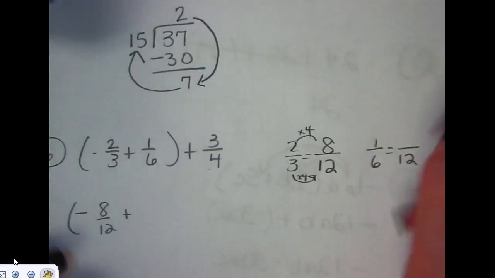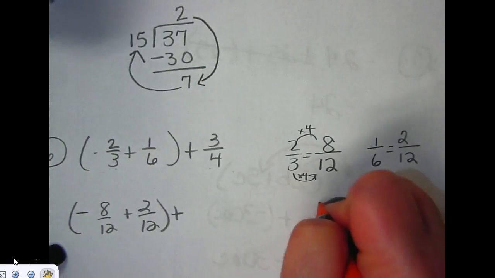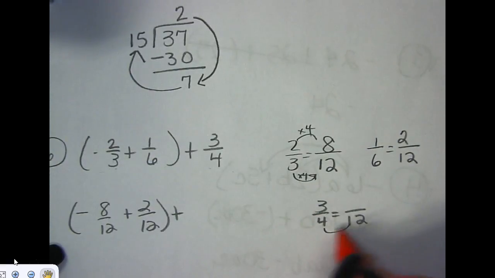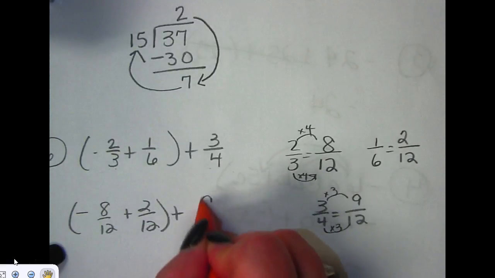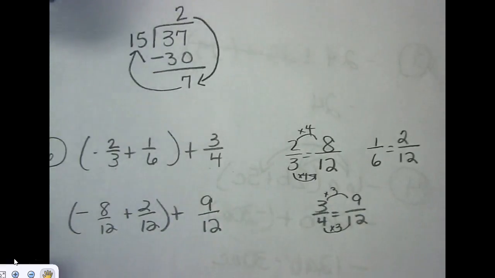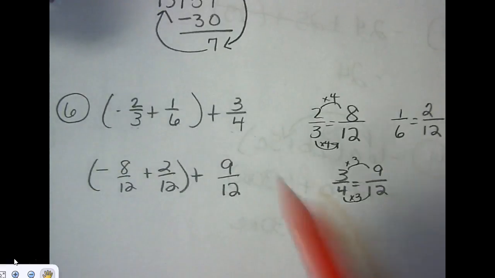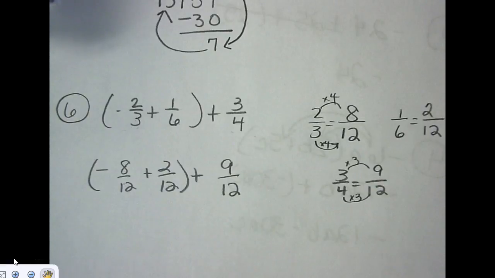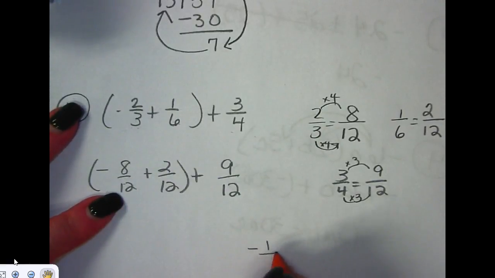2/12, plus now 3/4 equals how many 12ths? So that's times 3, so 9/12. Okay, so now I have common denominators. Negative 8/12 plus 2/12. So I can think about it as 8 negative 1/12.